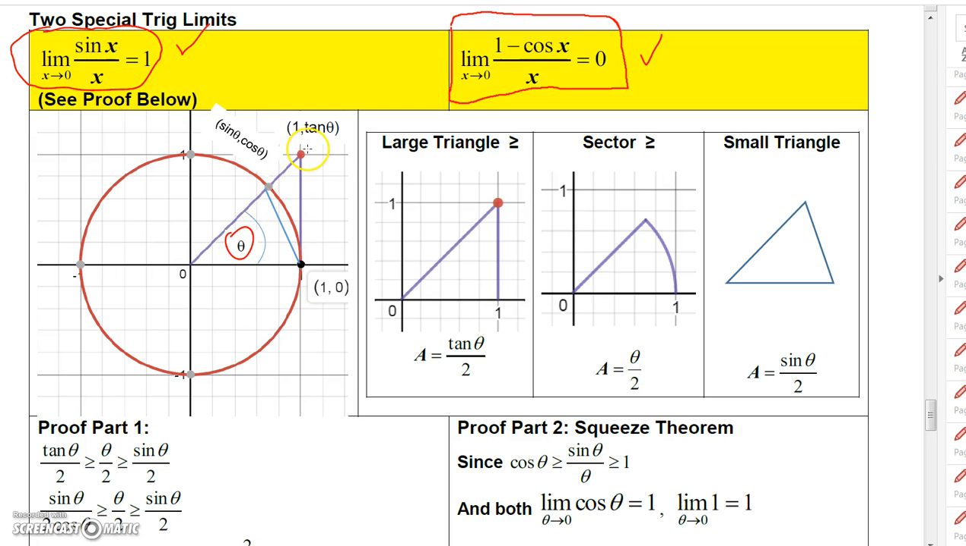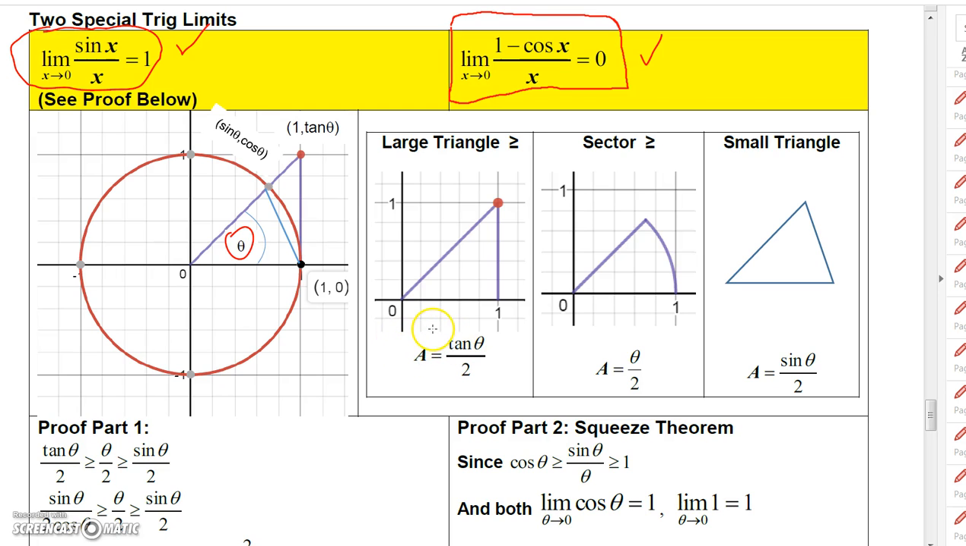Basically what that does is that gives me three pieces. So I have this big triangle. It has a base of 1. The base is 1, and the height is actually tangent theta. You can use basic trig and show that the height is tangent theta. So this big triangle right here has an area of 1/2 tangent theta.